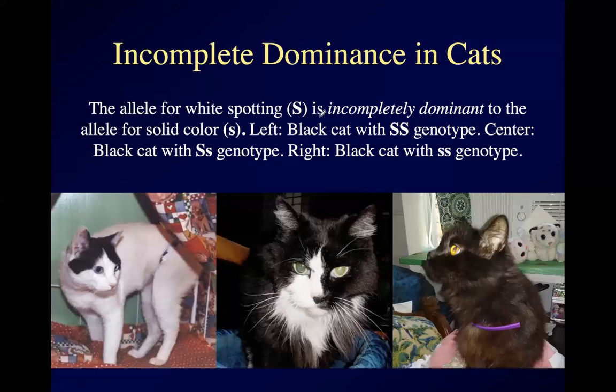A cat that has two dominant alleles of the white spotting gene, like the one seen on the left, is so covered in white spots that it's a mostly white cat with just a little bit of black. The cat on the right has two copies of the recessive solid color allele, and this cat is solid all over. The cat in the middle is a heterozygote, and it's in between the two homozygotes. It has mostly black with just a white spot on its face.